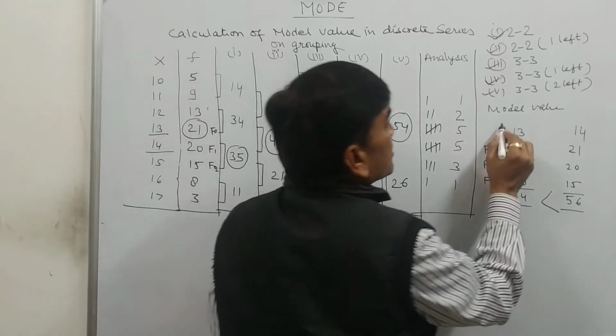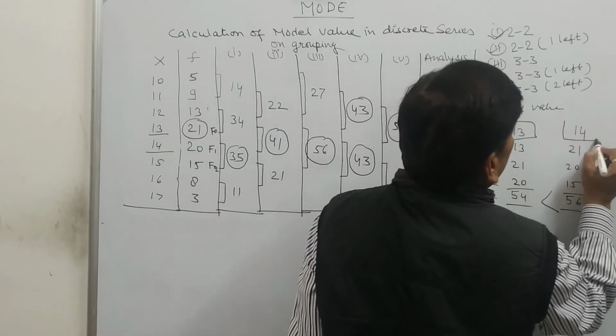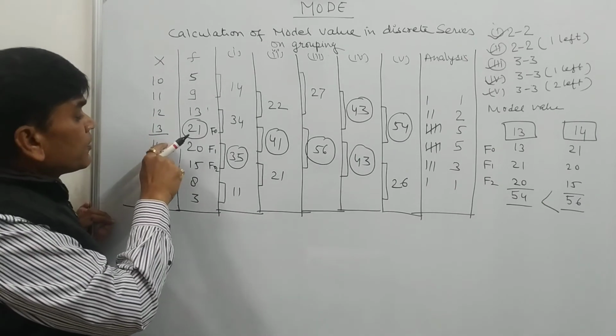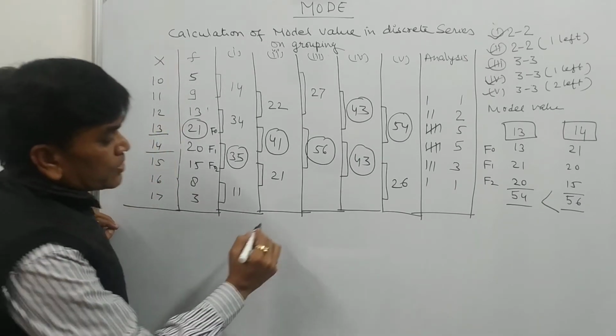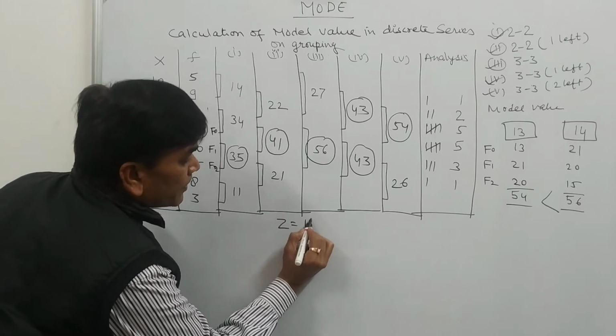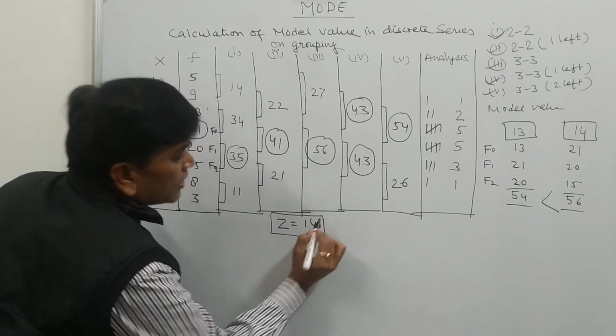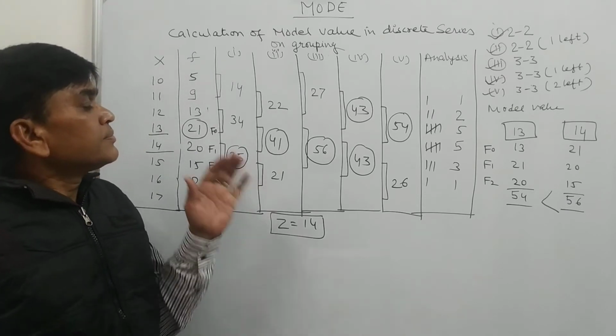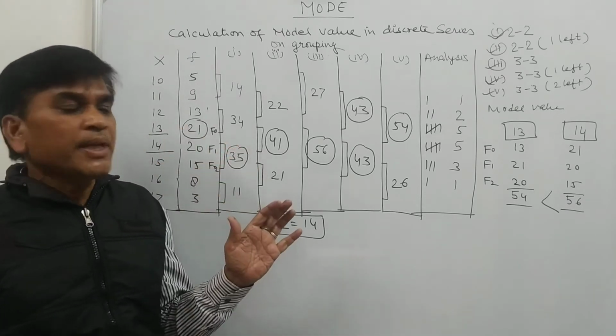It means it shows that the collection of the frequency is higher at 14 than at 13. So our value of mode will be 14. This is the calculation of mode in an individual series, in a discrete series, sorry.